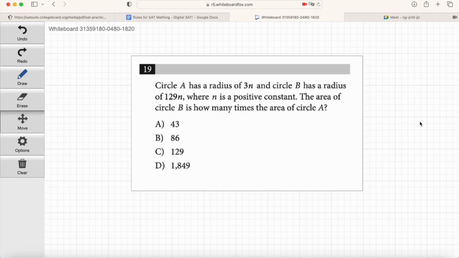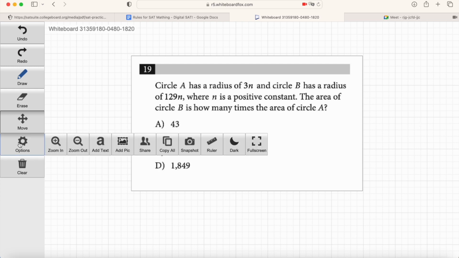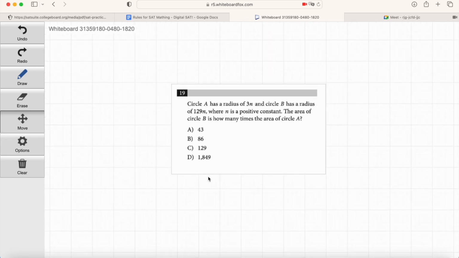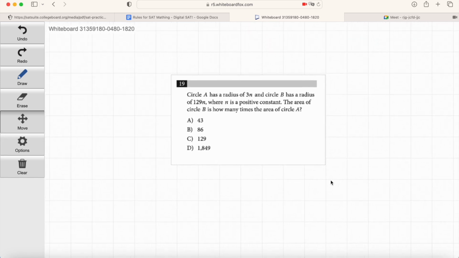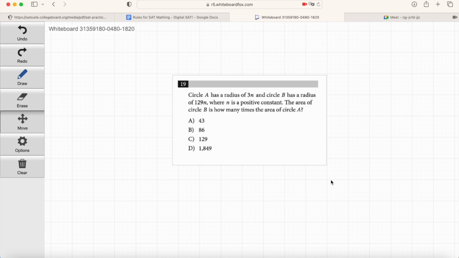Could you draw a couple pictures of these circles? It doesn't have to be perfectly to scale or anything like that, but I just want to see some pictures of these circles and get a sense of what's going on in this question. So just find a clear spot on the whiteboard and start drawing. Let's see what happens.